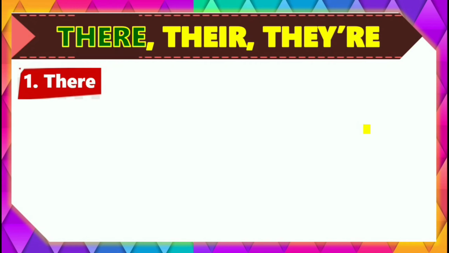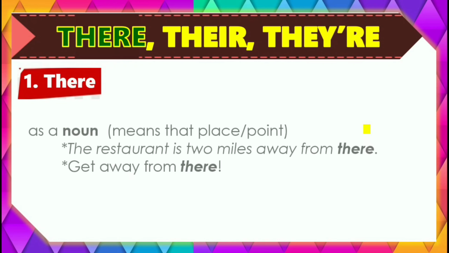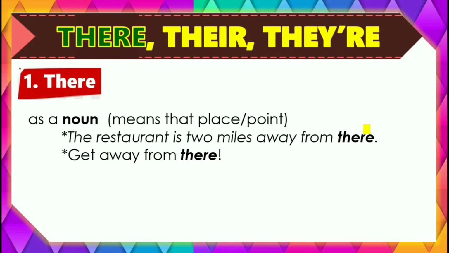There is used broadly in English language. It can actually work as a noun, an adverb, pronoun, or even interjection. Let's take a look at this. There as a noun. It means that place. You are referring to that place or that point. Not here, but there. For example, the restaurant is 2 miles away from there. So there. Or get away from there. So referring to a place.